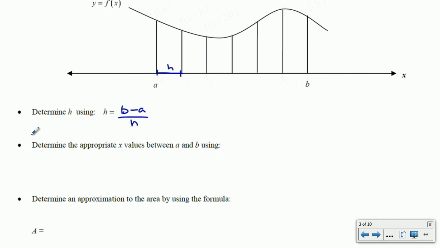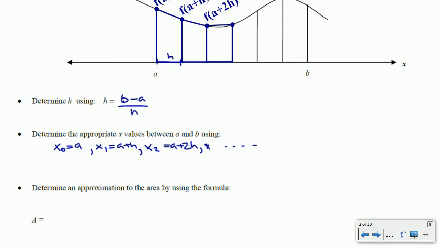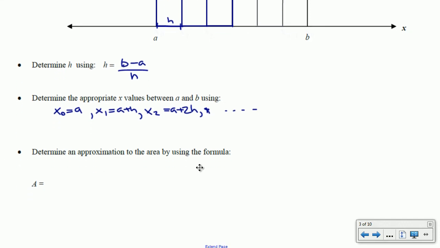Next, we need to determine the approximate x values between a and b. So the first x value will be a. The next x value will be a plus h, so that's the one here. The next x value will be a plus 2h, and so on. And then each of these heights would be given by f at those x values. So this is h, that's f at a, that's f at a plus h, that's f at a plus 2h, and so on. So we are going to make use of our trapezoid formula, which is this one, b1 plus b2 over 2 times h.